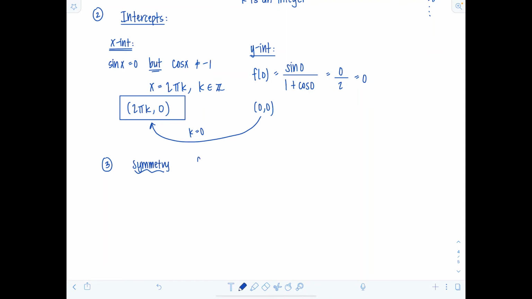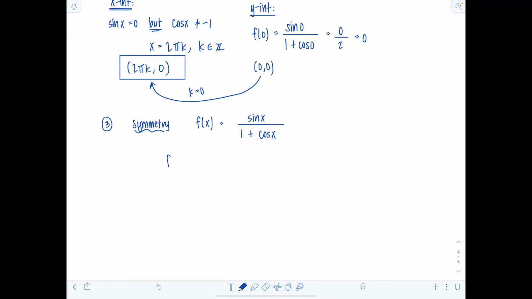All right, so I'll remind you, f of x is sine of x divided by 1 plus cosine of x. So f of -x is going to be sine of -x over 1 plus cosine of -x. Now you should remember, all trig functions are odd except for cosine and secant.